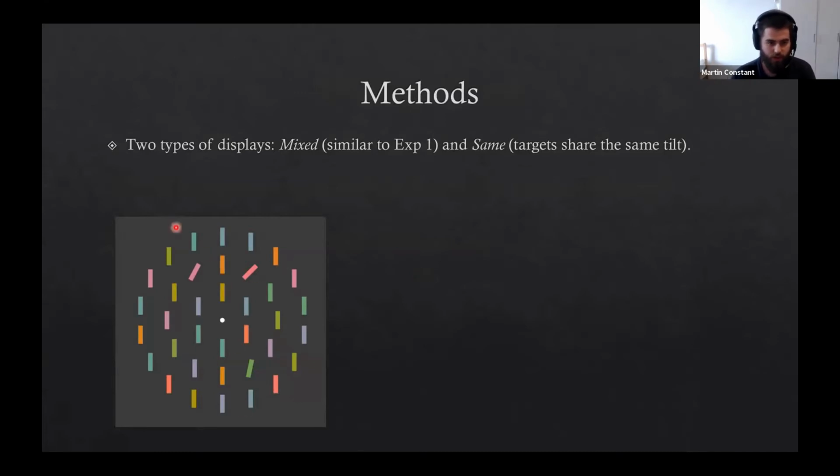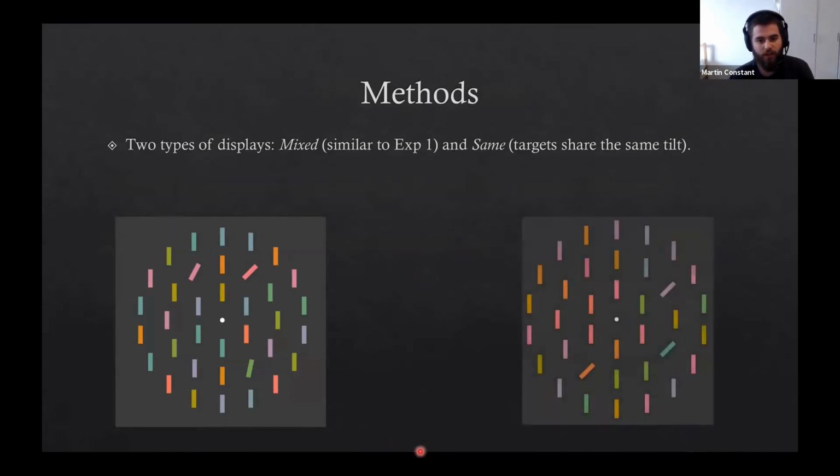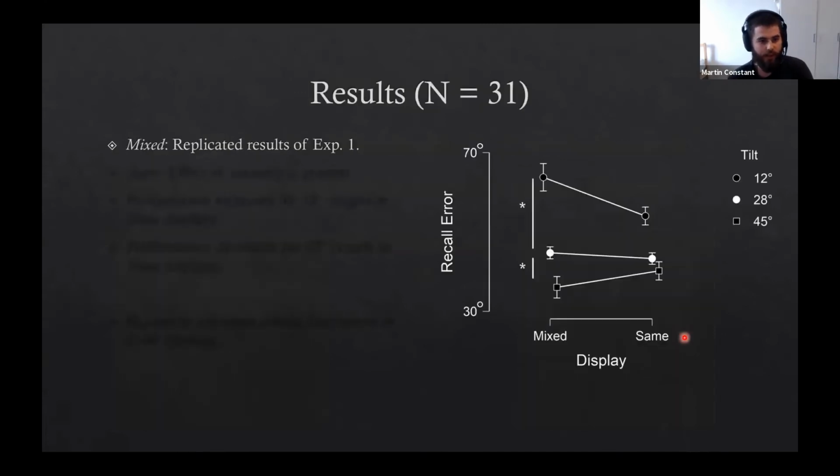So 3 tilted bars are different tilts. And then the same displays where bars share the same tilt. So this is the same display with 45 degree bars. We also have them for 28 and 12 degree. And what we do find is that first, the mixed results replicated experiment 1. So it's expected because it's the same design, but that's nice.